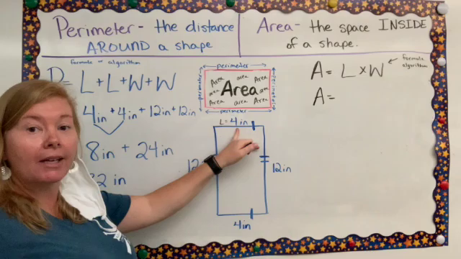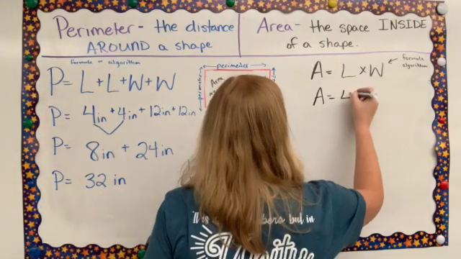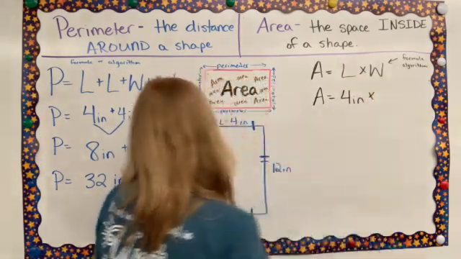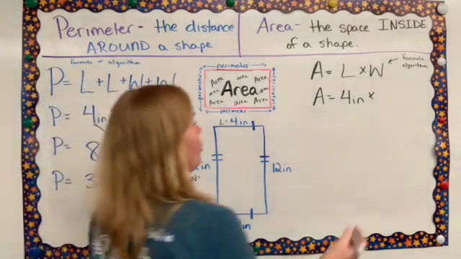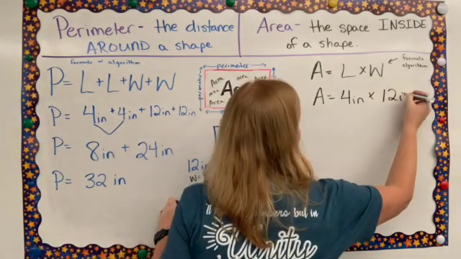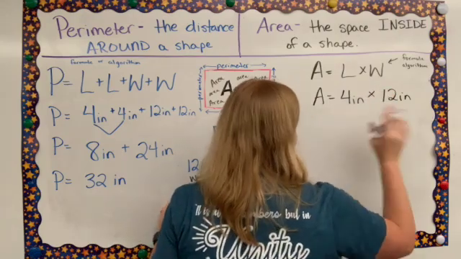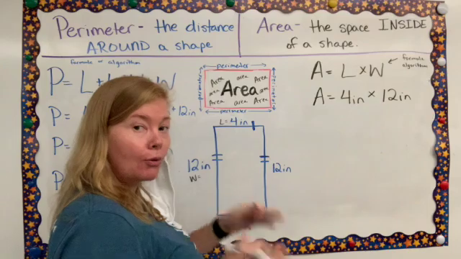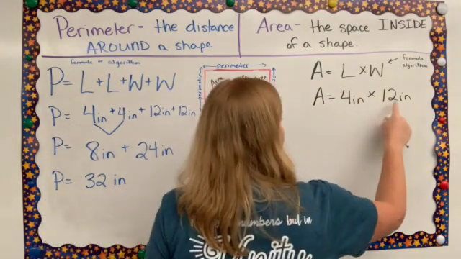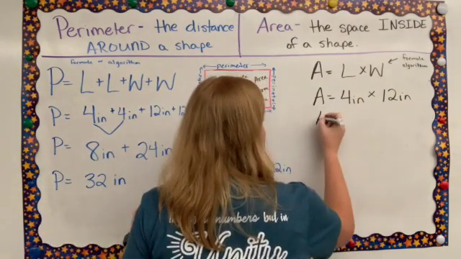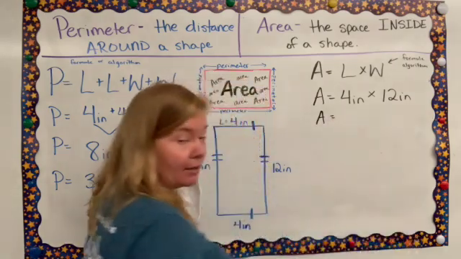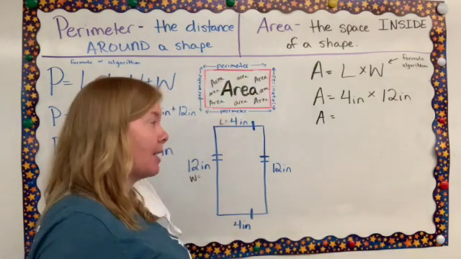Length is 4 inches times width is 12 inches. You are multiplying. Do not make the mistake here. Your brain has to make that distinction. You're multiplying now. 4 times 12 is, if you do not know it, you can skip count by 4s or you can skip count by 12s.